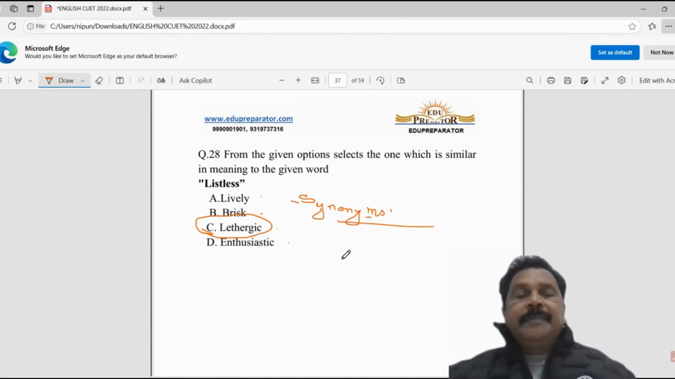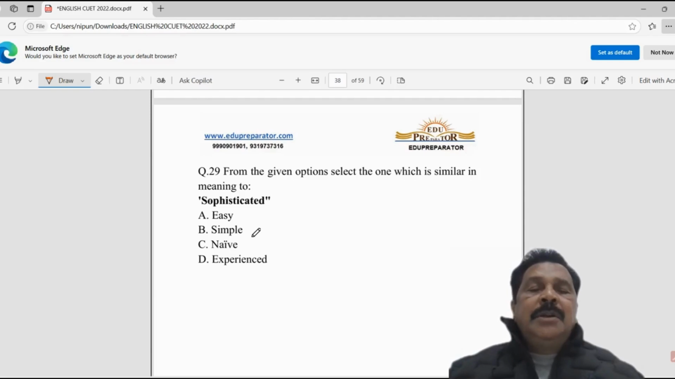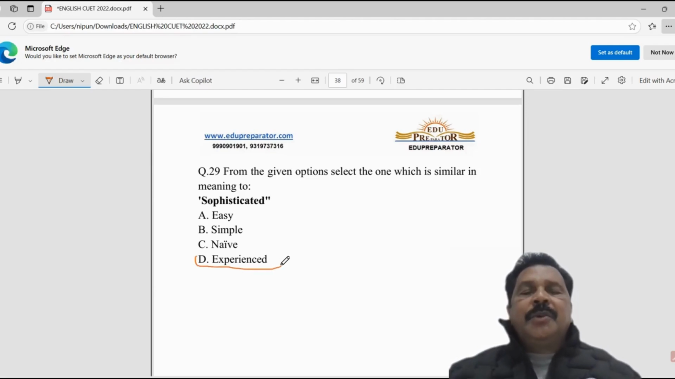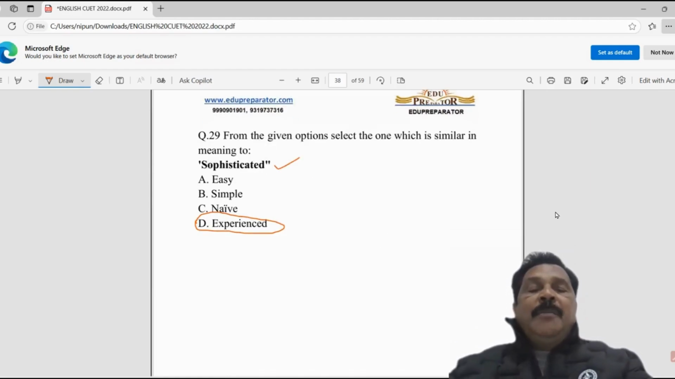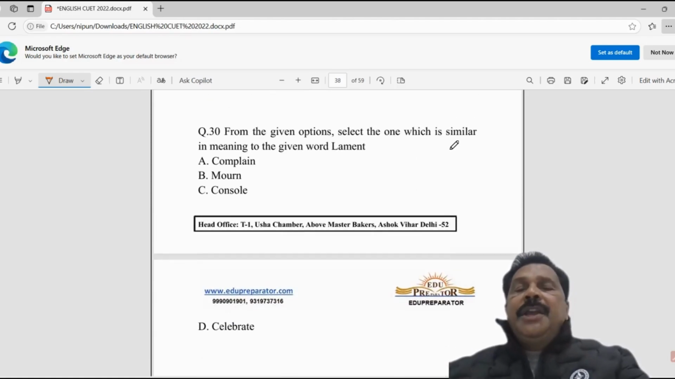Lethargy means lazy. From the given option, select the one which is again similar in meaning. That is, it is known as a synonym. Here the word is sophisticated. Sophisticated means one is easy, second is simple, third is naive, and fourth experience. The word sophisticated you have already studied in class 12. So we were going places, so we wanted to lead one kind of sophisticated life. That is what the author is speaking about. Sophisticated means experience.